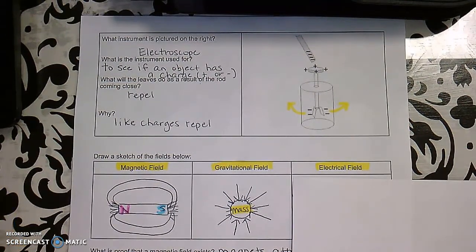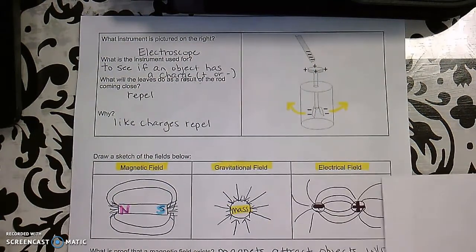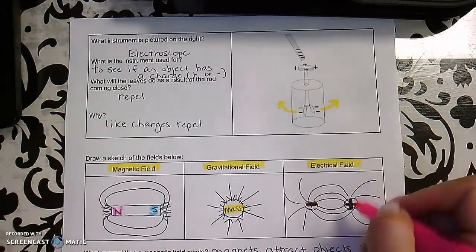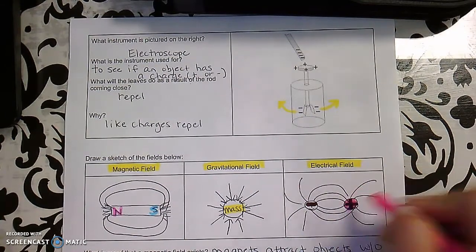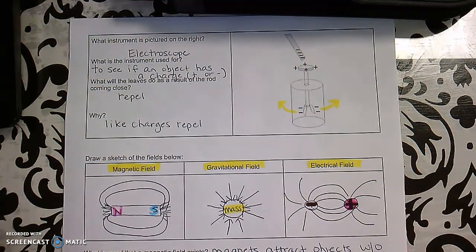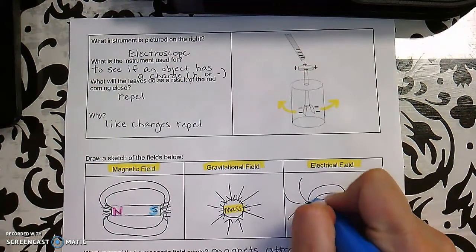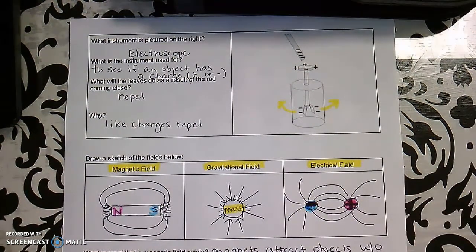Then with our electrical field, we're going to have a positive charge. Here's our positive charge over here, and we're going to have our negative charge over here. They are attracted to one another, so we're going to show our lines of attraction there between those positive and negative charges.